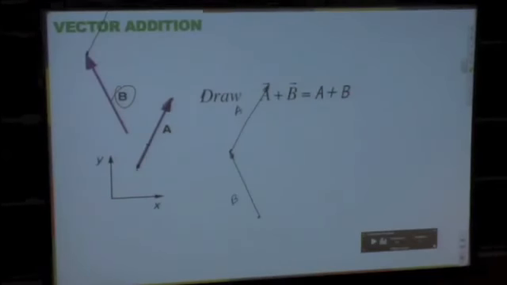The resultant is an arrow which connects the very first point with the very last point. This red arrow, well, a standard common notation is R, the resultant, or S, the sum. That's what we call A plus B.